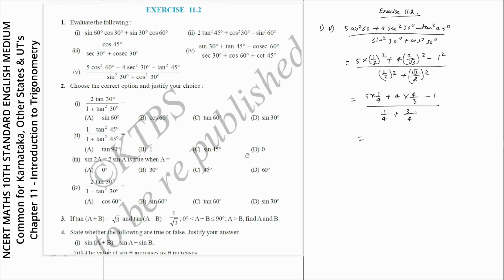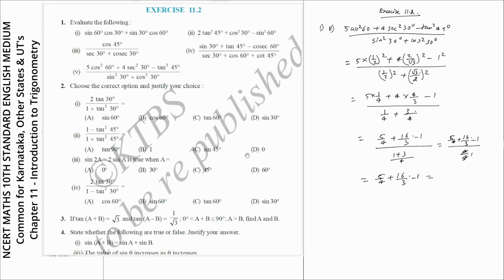So this is equal to 5 by 4 plus 4 4s are 16 by 3 minus 1, divided by, so here 4 is the LCM, so 1 plus 3. So this is equal to 5 by 4 plus 16 by 3 minus 1, divided by 4 by 4. So 4 by 4 is 1. So I will be left with 5 by 4 plus 16 by 3 minus 1.